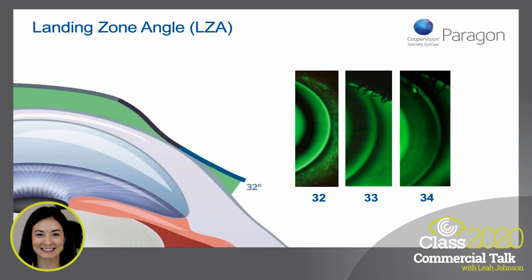Conversely, if the tangent point of a cornea is too close to the landing lens edge, there is no tear movement under the lens as it's too tight and will not move on the cornea. There will be problems with the lens adhering to the eye when the patient awakens and potential complications of SPK and staining around the lens edge. This is as in the example of the 34 landing zone angle. So to increase edge lift and to allow more tear movement underneath the lens, we would want to go from a 34 to a 33.